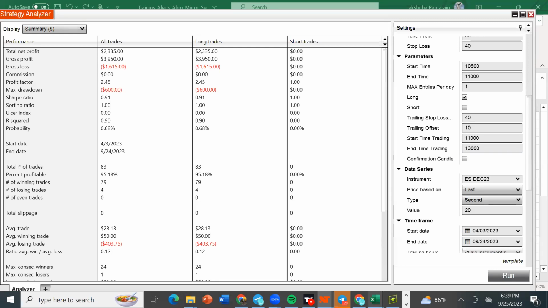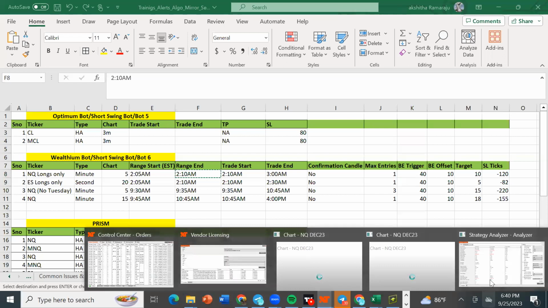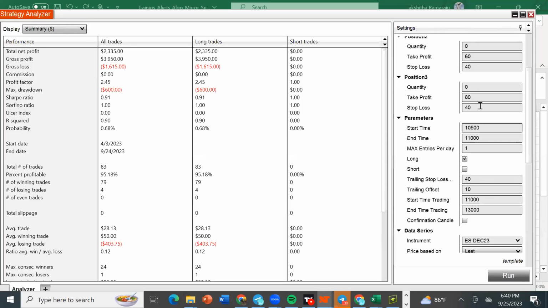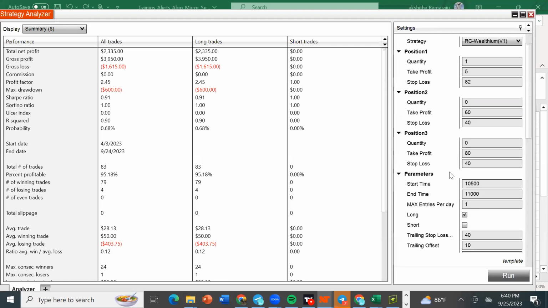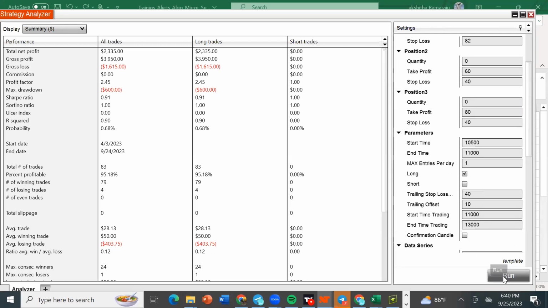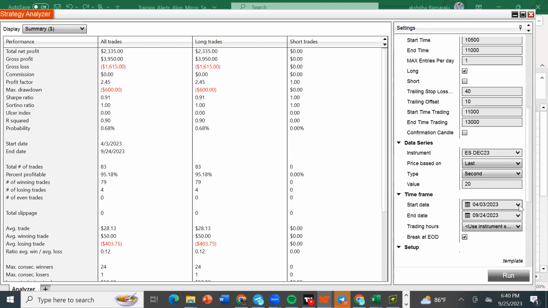and you don't need any confirmation candle. 2:05, 2:10, 2:10, 2:30. No need of confirmation candle. Target is 5 and minus 82. So it is 5, and 82 is our stop loss. Now everything else is the same. So let's run it just for September.